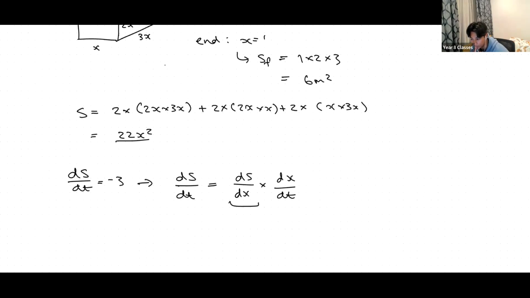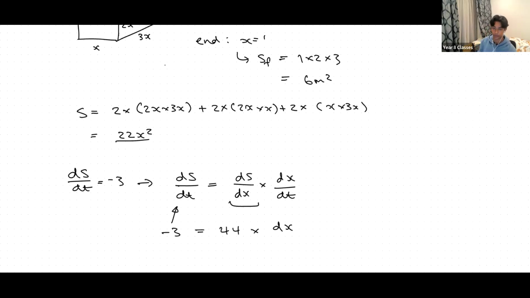So look at what we just solved in the previous line. Was it 22x squared? That's s in terms of x. Now differentiating, it's just 44x. So in place of ds/dt, I'm going to put -3 because that was given. ds/dx is going to be 44x, and then we're just left with dx/dt.